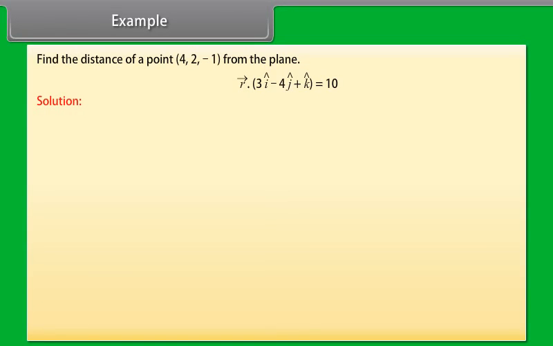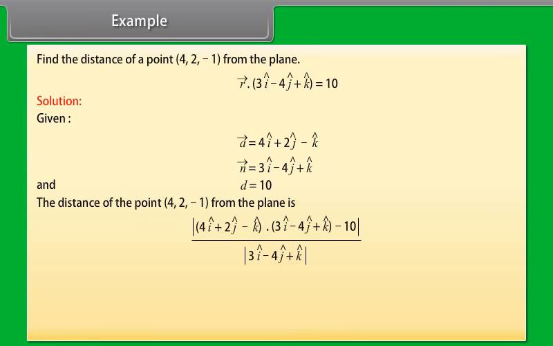Solution. Given vector A equals 4 cap i plus 2 cap j minus cap k. Vector n equals 3 cap i minus 4 cap j plus cap k. And d equals 10. The distance of the point (4, 2, minus 1) from the plane is equal to modulus of 12 minus 8 minus 1 minus 10 by modulus of square root of 9 plus 16 plus 1 equals 7 by square root of 26.